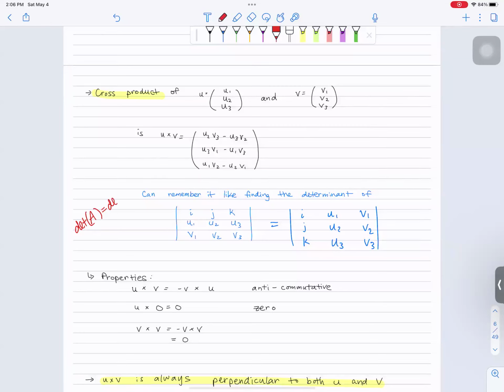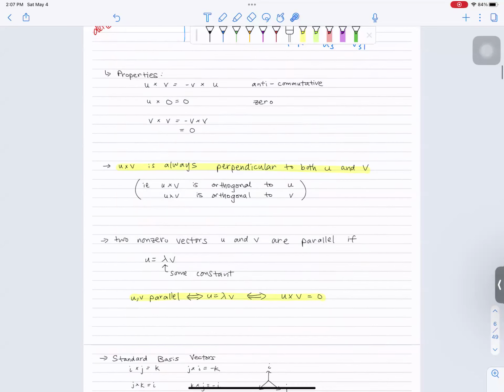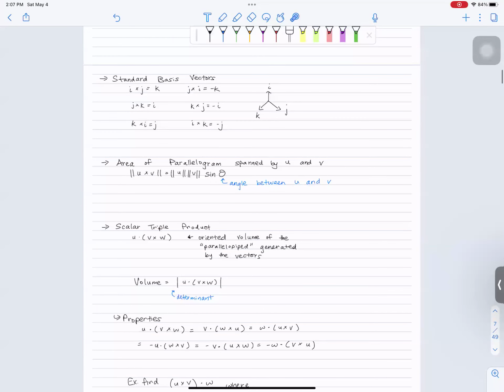Remember that the result of a cross product is always perpendicular to both u and v. So this comes in very handy for a lot of the plane problems, like finding normal vectors of planes and everything, which I have some examples of later on.